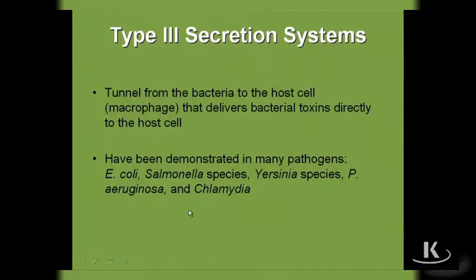We're just going to inject it directly into a host cell. A lot of the enteric organisms have these type 3 secretion systems. So you can see E. coli and Salmonella and Yersinia, which are all the Enterobacteriaceae. Pseudomonas and also Chlamydia have these type 3 secretion systems. So they're basically for delivery of toxins.